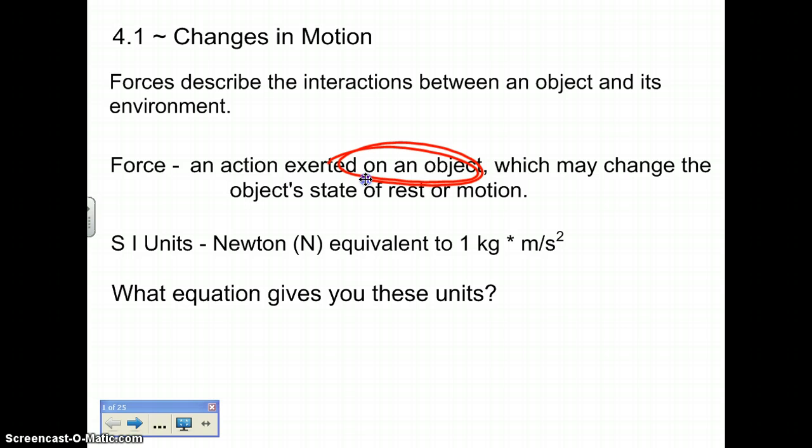Was the object initially in motion? Was it initially at rest? What happened when they touched each other? And what was the outcome of them after they touched each other?